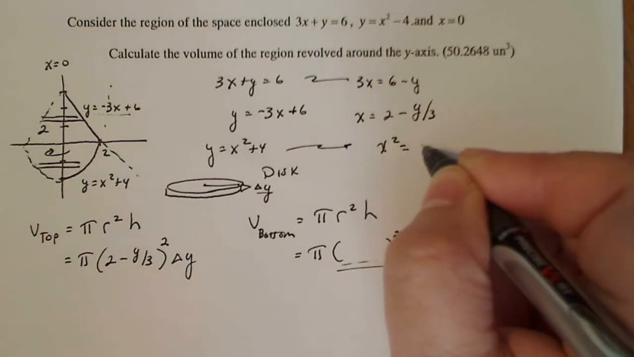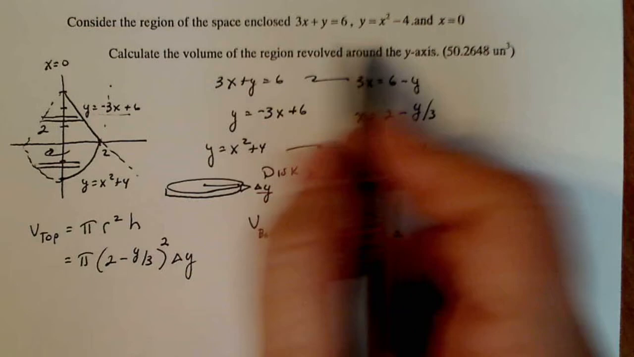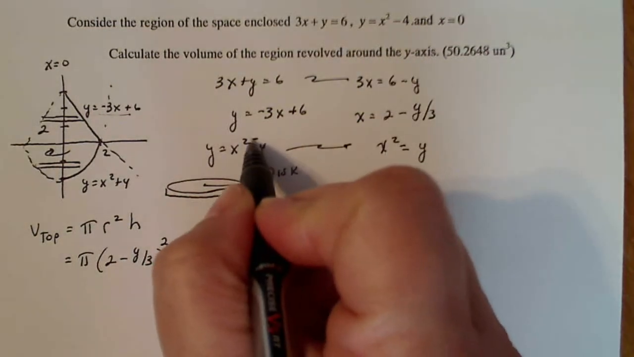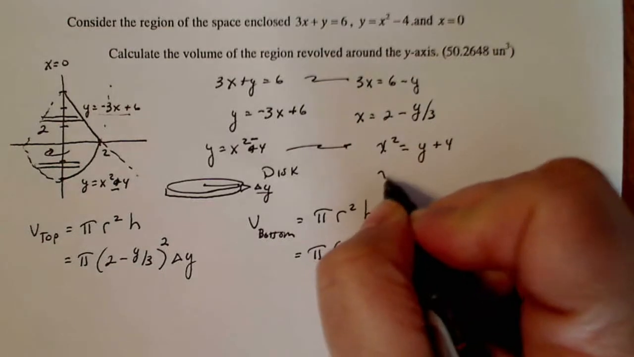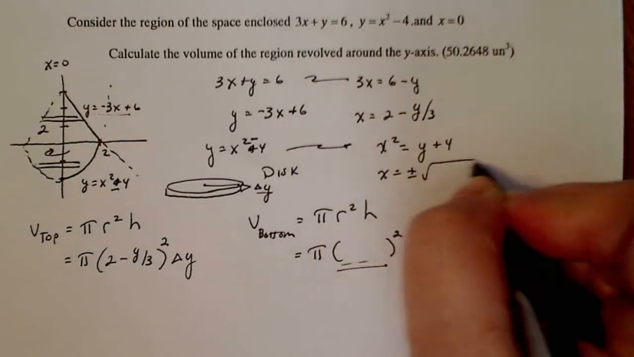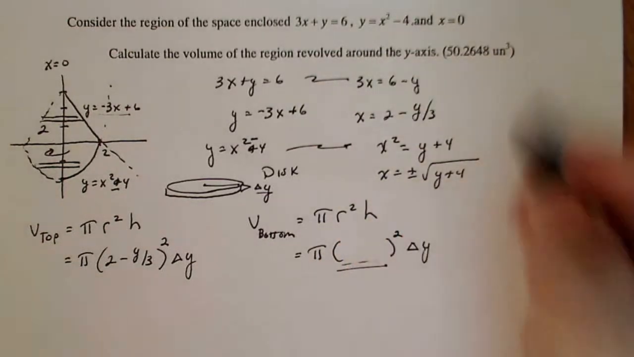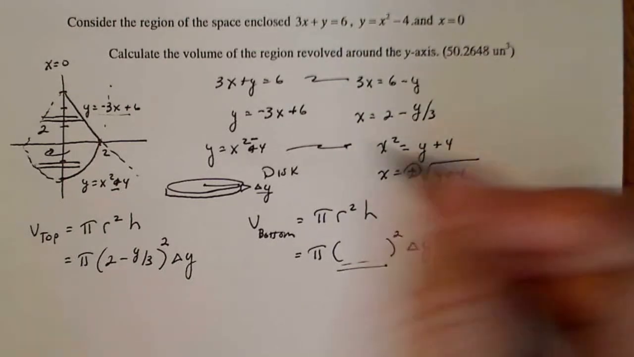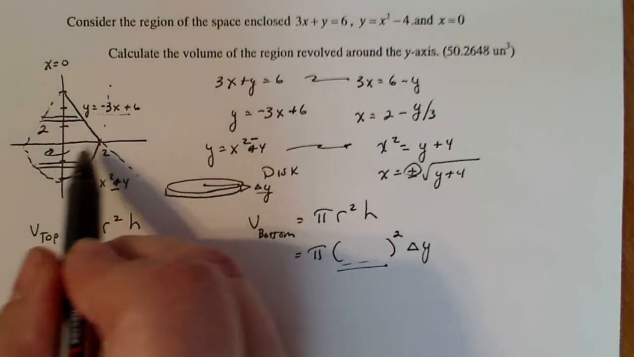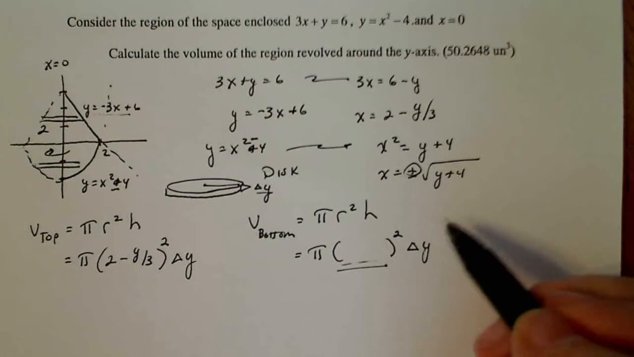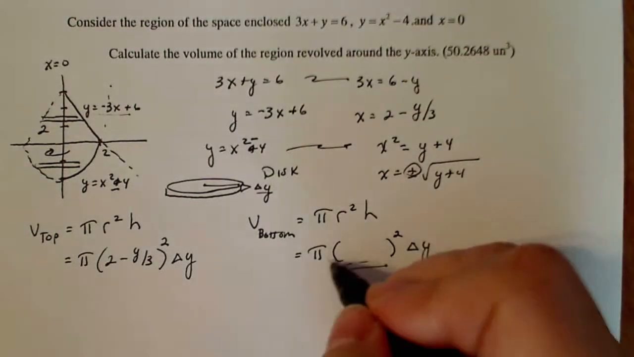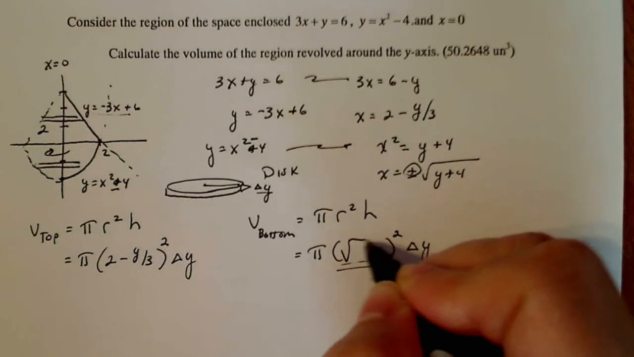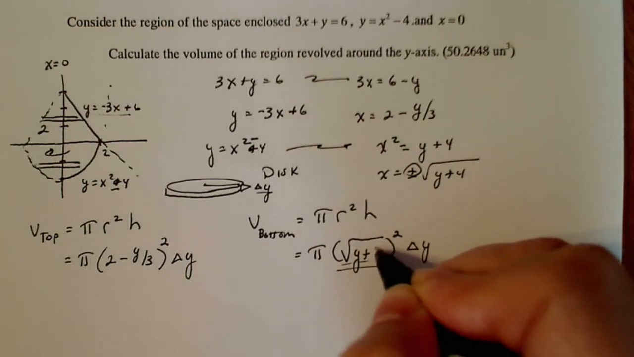X squared equals y minus, I think I have a sign error here. This should be minus here. Minus. So y plus 4, x equals plus or minus the square root of y plus 4. I'm going to choose the positive one because my outputs for this bit right here, all my x's are positive. So the only way that this is going to produce positive x's is if I take the principal or positive root. So that means what goes in here is the square root of y plus 4.